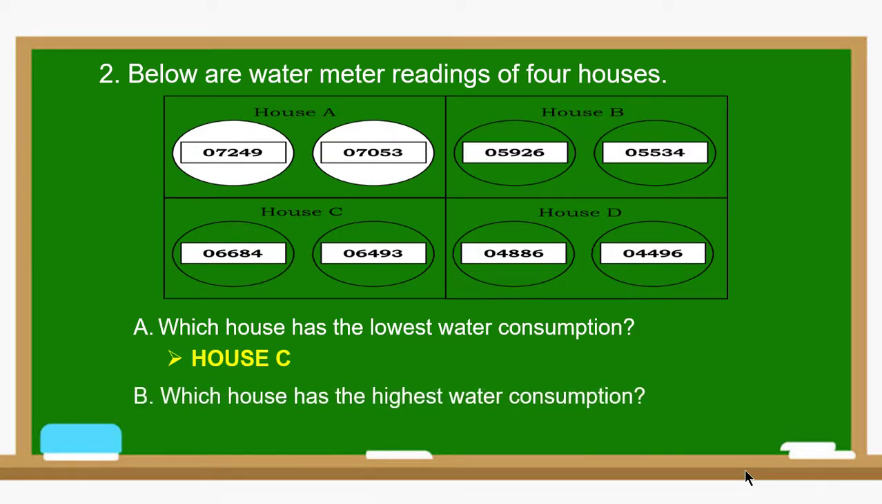Letter B. Which house has the highest water consumption? If your answer is House B, you are correct.